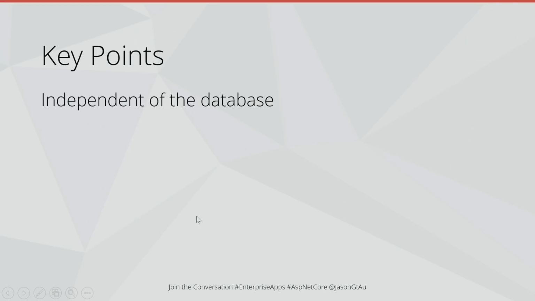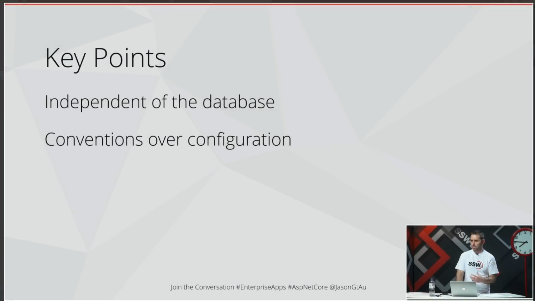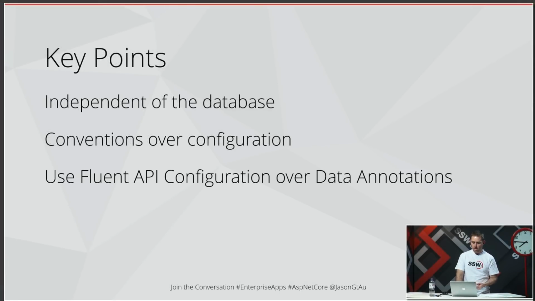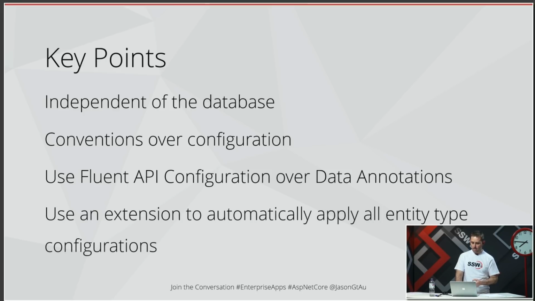Okay, so the key points there is that it's independent of the database. We can switch that out for a different provider. It's good to prefer conventions over configuration. It's important to know the conventions, because otherwise you're not going to be able to use them. Use Fluent API configuration over data annotations so that you don't have to have those attributes messing up your entities. And use the extension to automatically apply all of your entity type configurations. So you can grab that from the source code and use it.